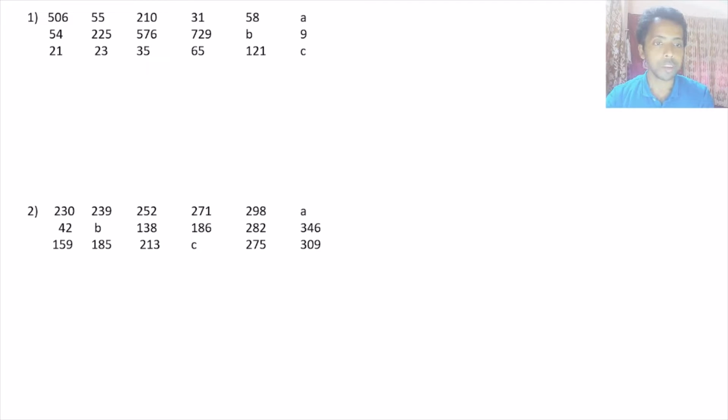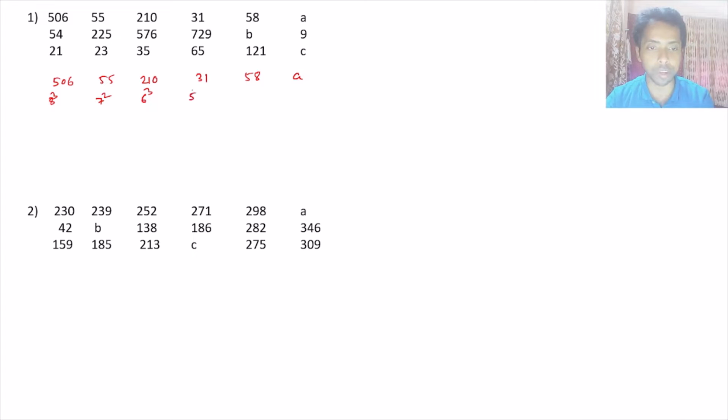Let's see. 506, 55 to 110, 31, 58 and A. See, the logic follows 8 cube. 506 is close to 8 cube. This is close to 7 square. This is close to 6 cube. Alternate cube and square, and the base number is getting decreased by 1.